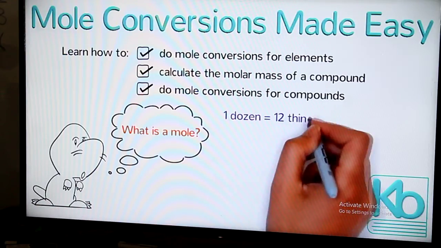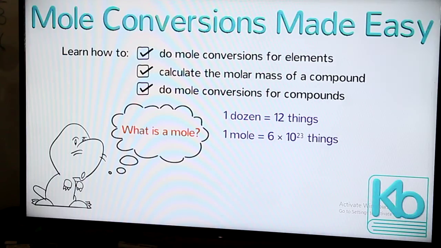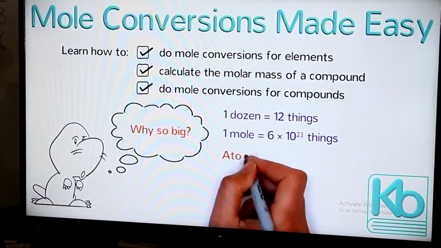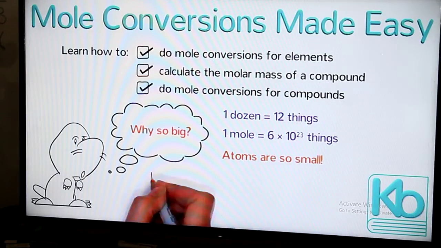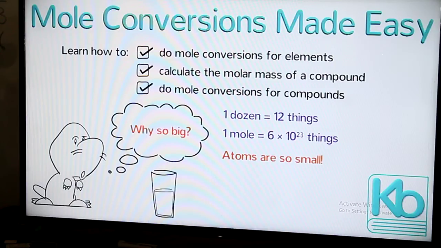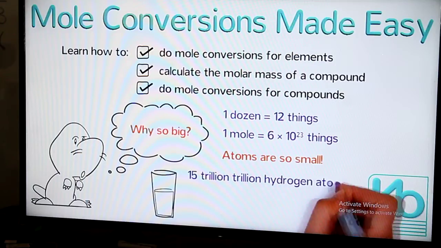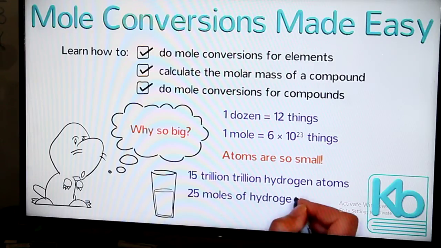1 dozen is 12 things, 1 mole is 6 times 10 to the 23rd things. That is 600 billion trillion things. Now that's a lot of things. But why is the mole such a big number? Because atoms are so small. Suppose you wanted to know how many hydrogen atoms are in 1 cup of water. If you were able to count all the atoms, you would find that there are about 15 trillion hydrogen atoms in a cup of water. But if we count using moles instead, that works out to be only 25 moles of hydrogen atoms.